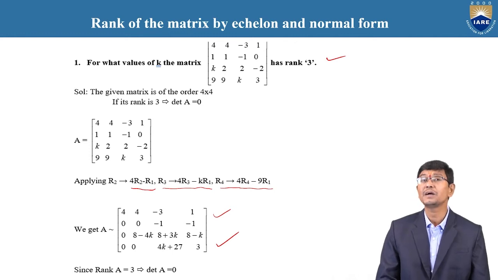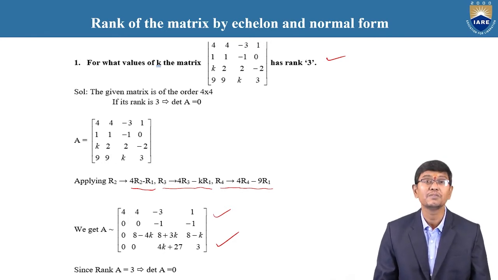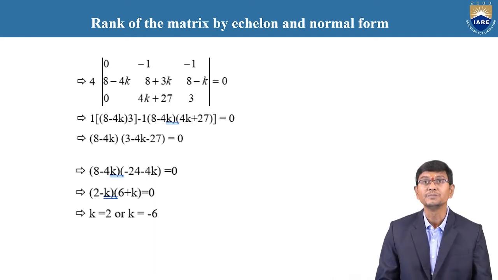Because the given matrix is of order 4 by 4, if we want the rank of the matrix to be 3, then the determinant of order 3 plus 1, that is 4, must be equal to 0. Therefore, we need to consider the determinant of the 4 by 4 matrix equal to 0 only.